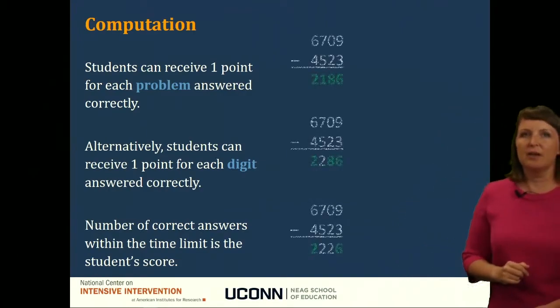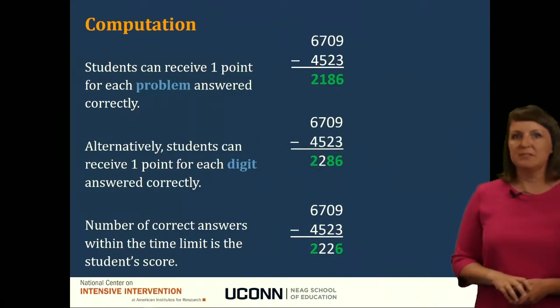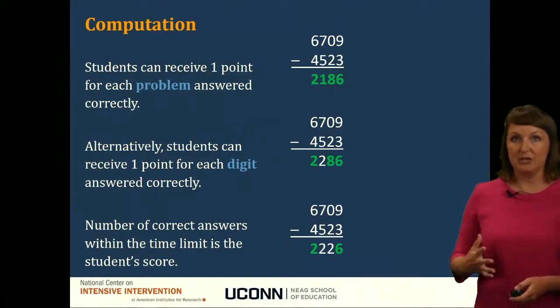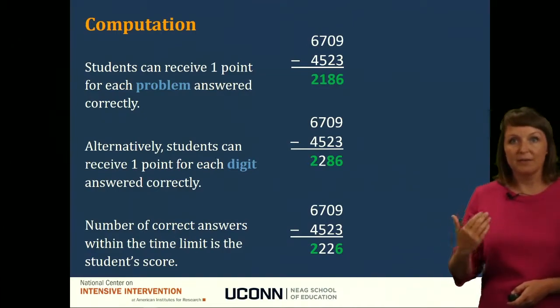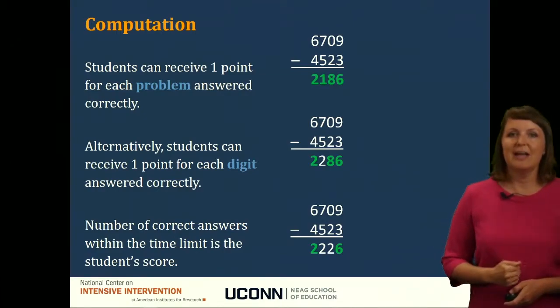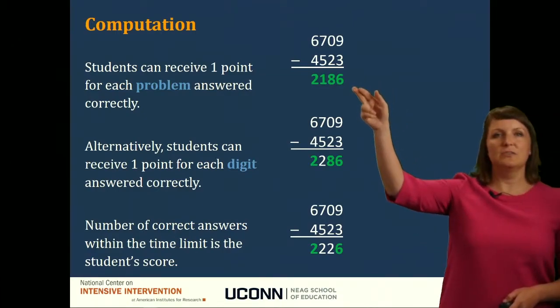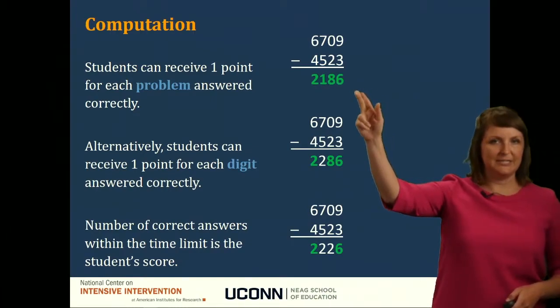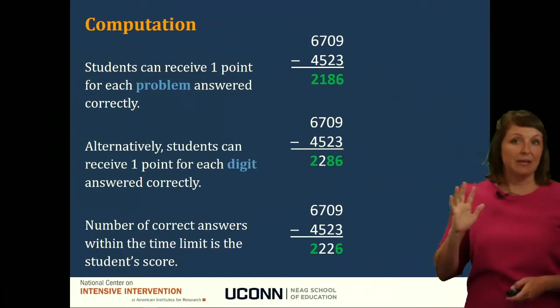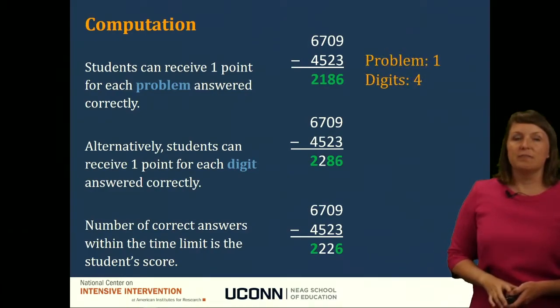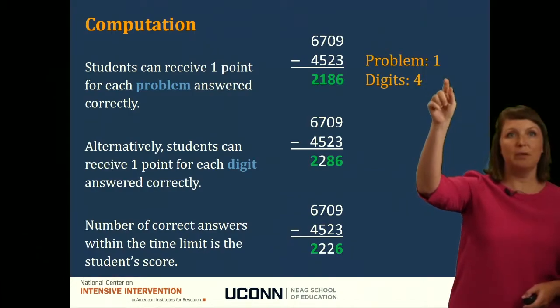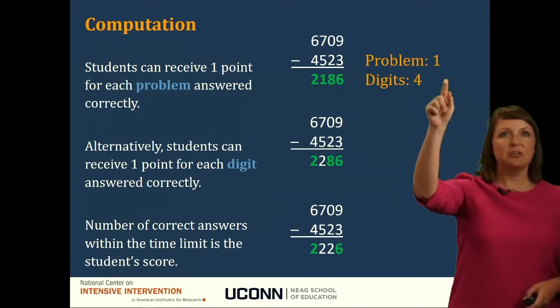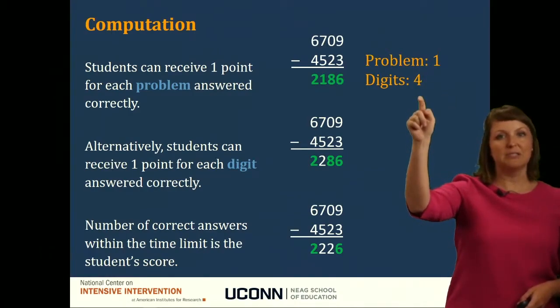So I've got the three problems here, and they have been solved three different ways. So I have 6,709 minus 4,523. And for this one, the student answered 2,186. If you do the math on this problem, that is the correct answer. So if I was scoring this by problems correct, the student would get 1 point. But if I scored it by digits correct, the student would get 4 points, all right?